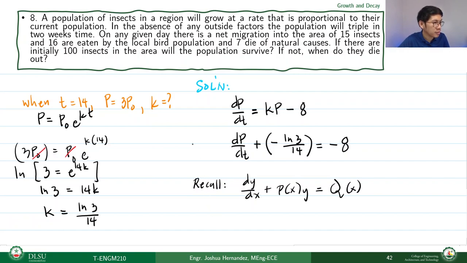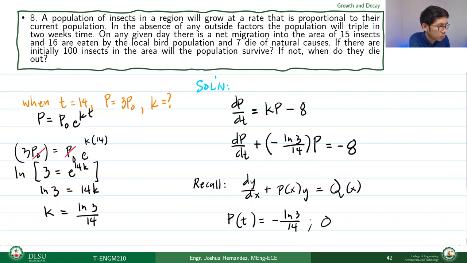The standard form is dp over dt, and from here, dp over dt plus negative ln 3 over 14 p equals negative 8. We will notice na, yun nga, it has a linear differential equation form. So we can identify P of t, in this case, P of t is equal to negative ln 3 over 14, and that Q of t is negative 8. So ito yung standard form, no?